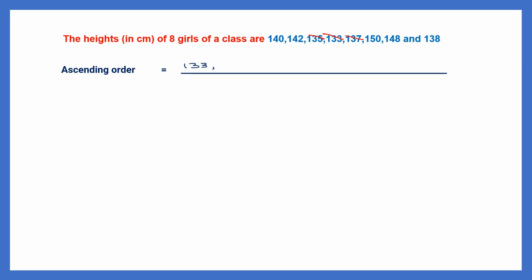So here let's write 135, 137. Then what do we have in 130s? Here we have 138. Now it's all in 140s. So let's see, 140. Then we have 142. Then we have two numbers 150 and 148 left. So first is 148 and then is 150. So when you find the median, this is the first thing to do.